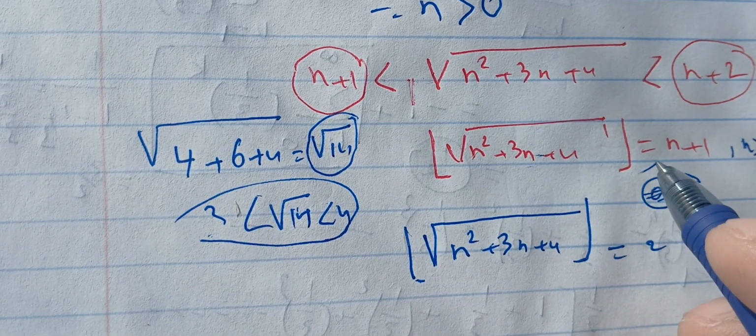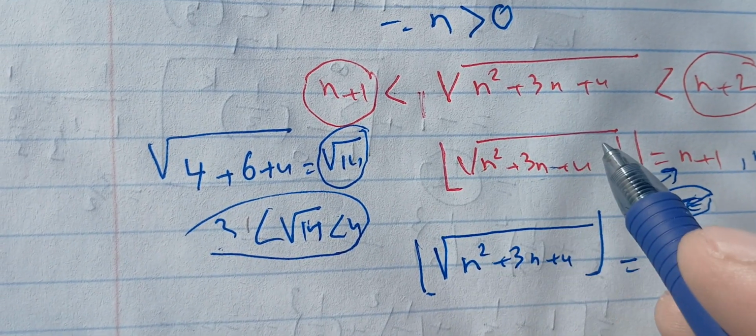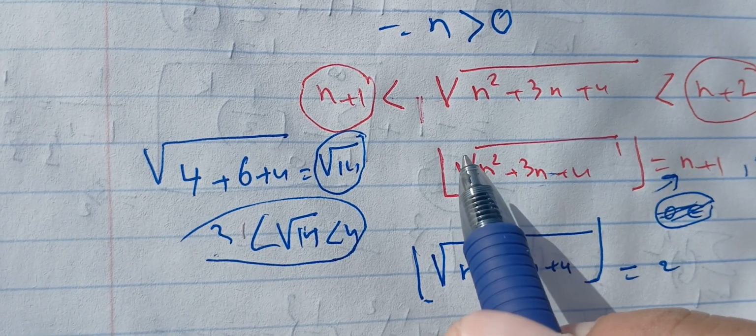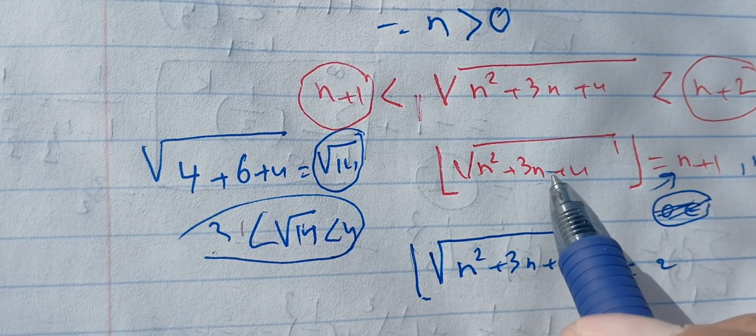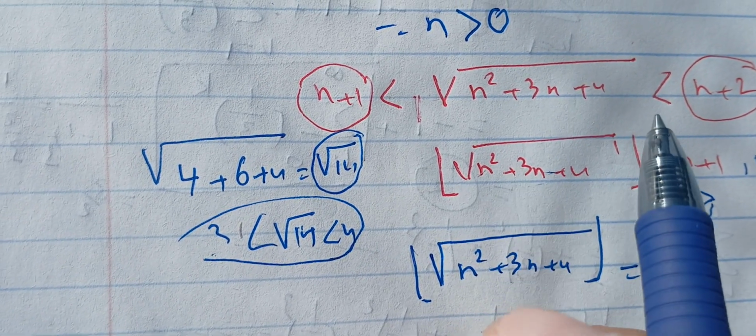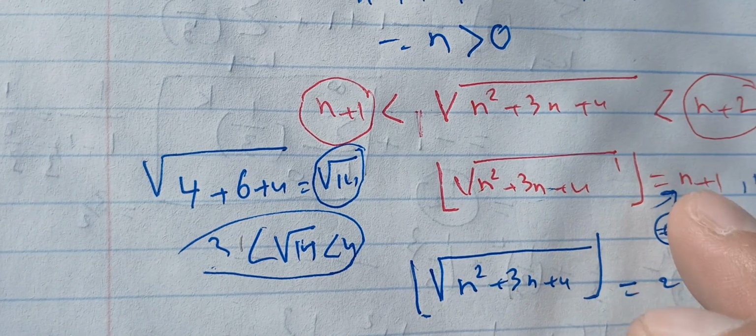And this concludes our video. So the floor function of the square root of n squared plus 3n plus 4 is n plus 1, with the exceptional case when n is 0, where it's 2.